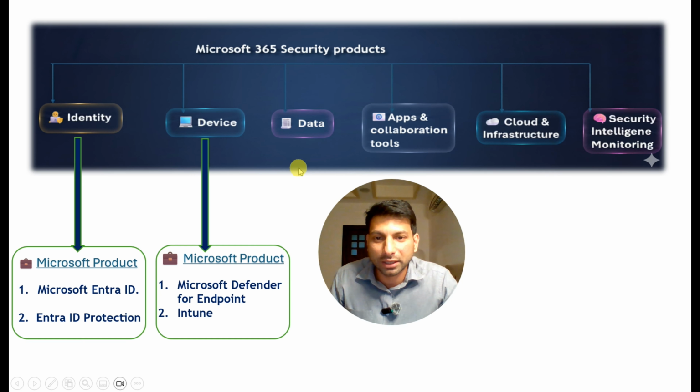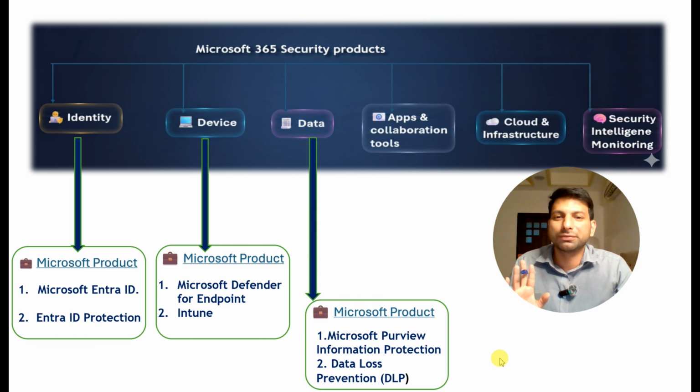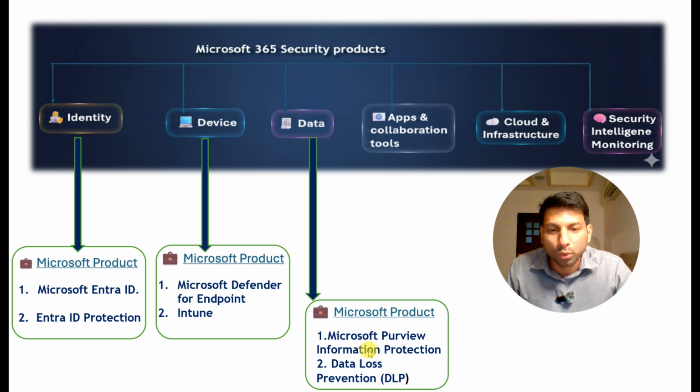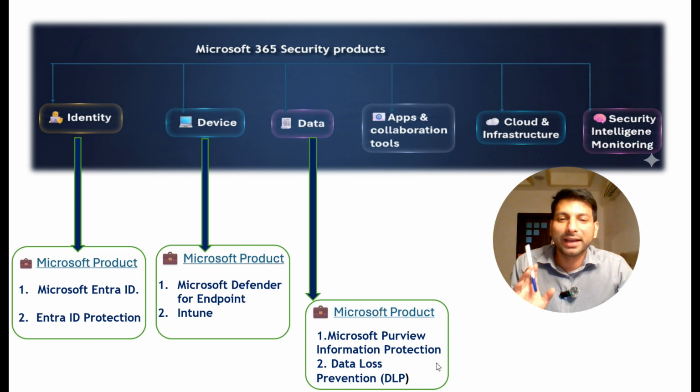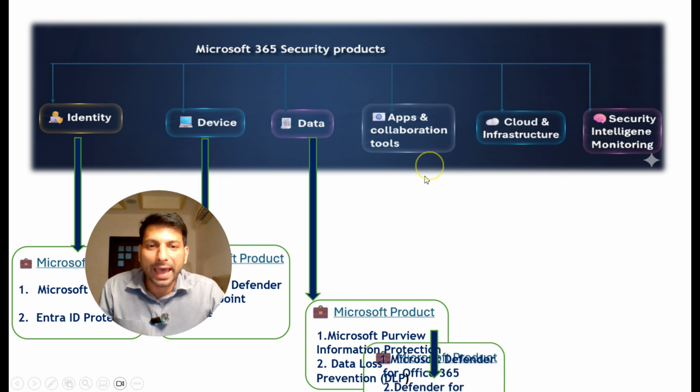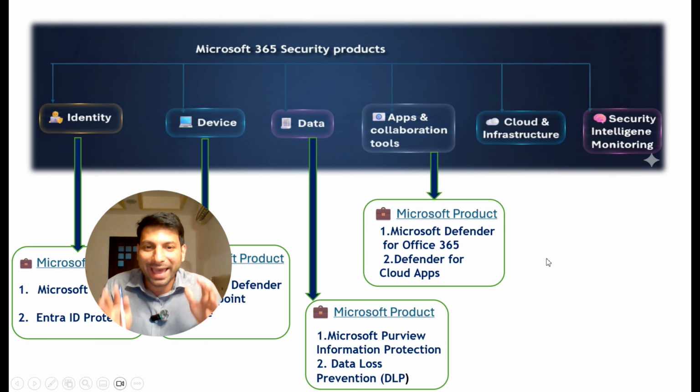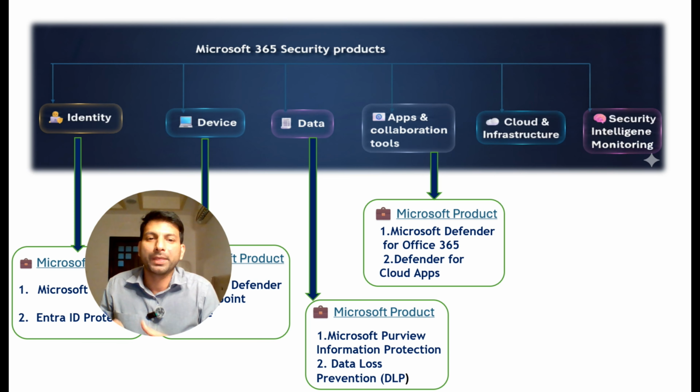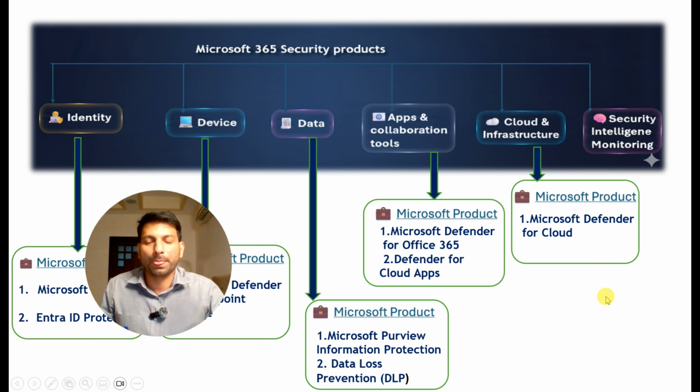The third one is data. Microsoft products for data are Microsoft Purview, information protection, and data loss prevention. This is the product that Microsoft has to protect our data. Then come apps and collaboration. For apps and collaboration tools, we have Microsoft Defender for Office 365 and Defender for Cloud Apps. Then comes cloud infrastructure. For our Azure cloud infrastructure, we have Microsoft Defender for Cloud.